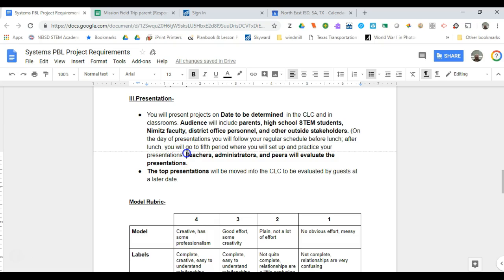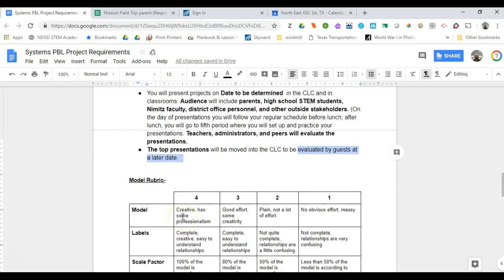Now, if you're one of the top presenters, if you're the winner out of the room, you go to the next round where you're evaluated by guests at a later date. So some guests will come in and be like, wow, this is the most impressive. So it gets a little bit like a science fair or history fair at this point, where somebody's being chosen to be the winner.